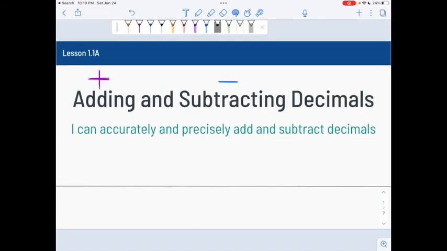Hello class. The title of today's lesson is Adding and Subtracting Decimals. Today we are going to focus on accurately and precisely adding and subtracting decimals.